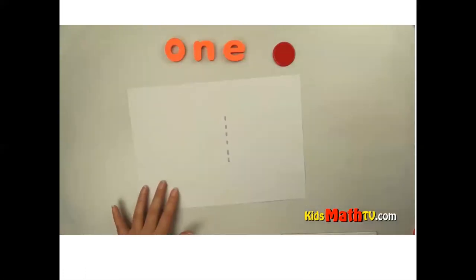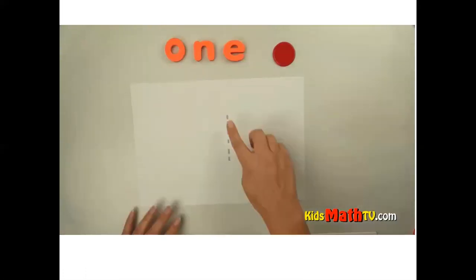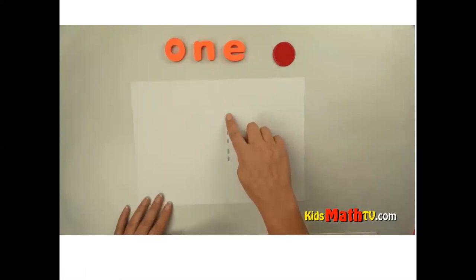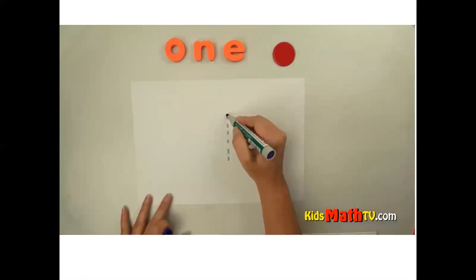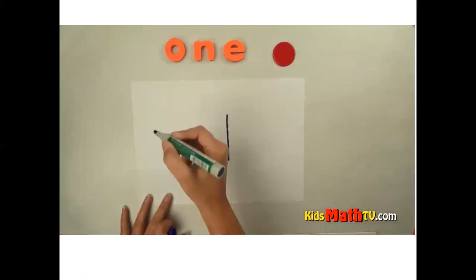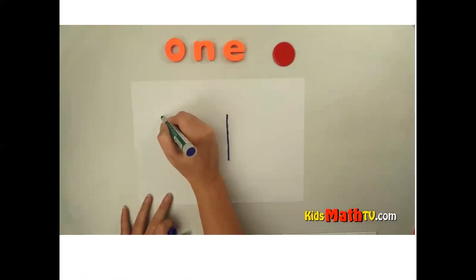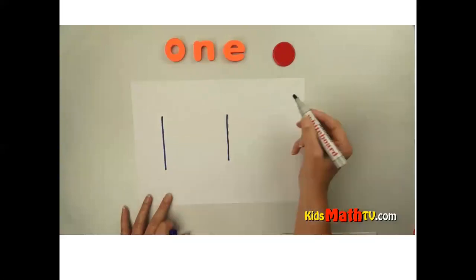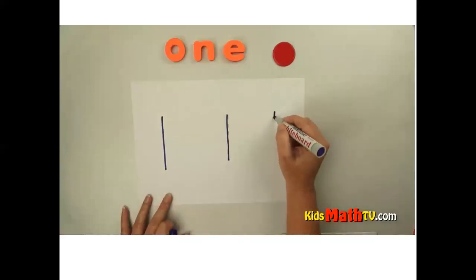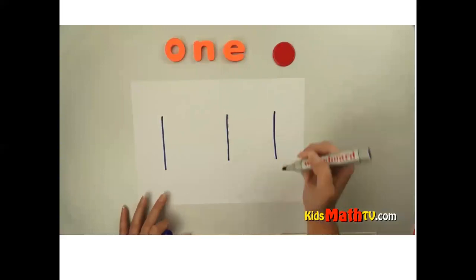Okay? I'm going to draw or write the number 1. Start at the top and go straight down. You can do another one over here. Start at the top and go straight down. 1, 1. One more. Start at the top and go straight down.